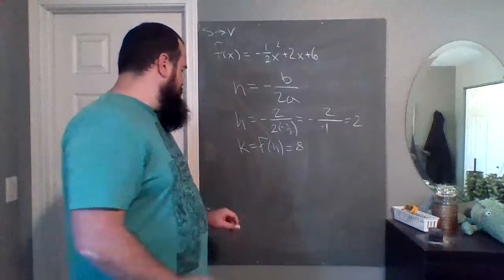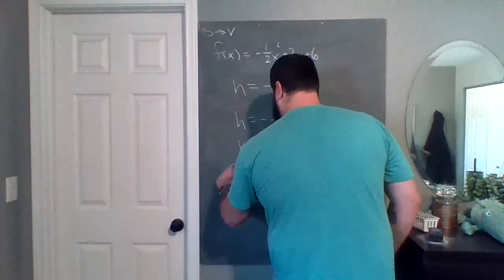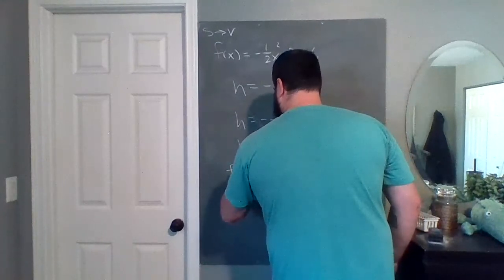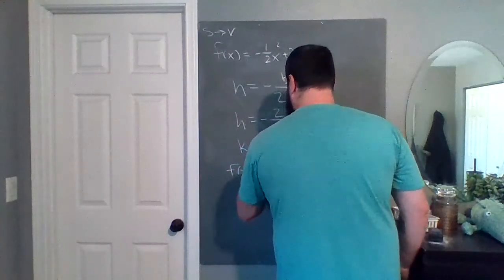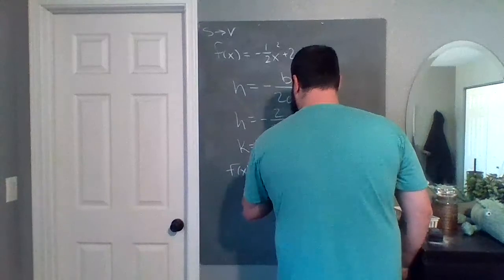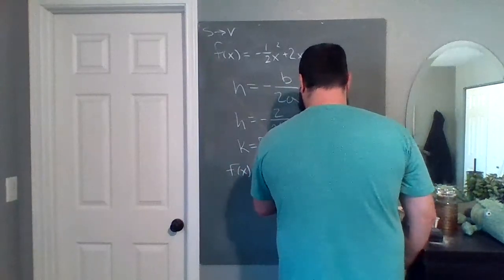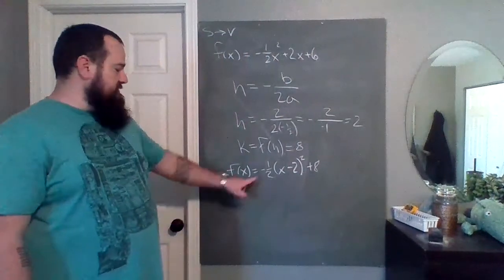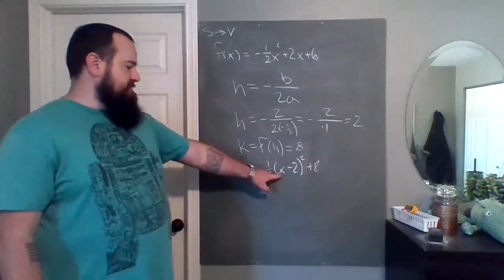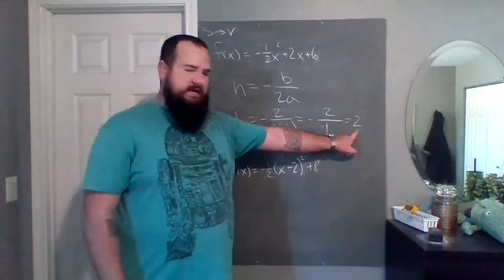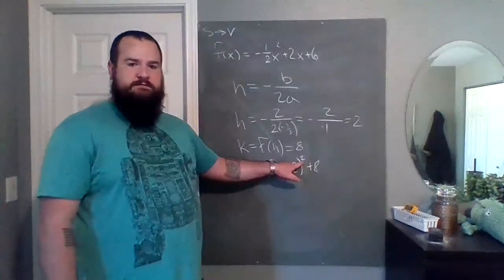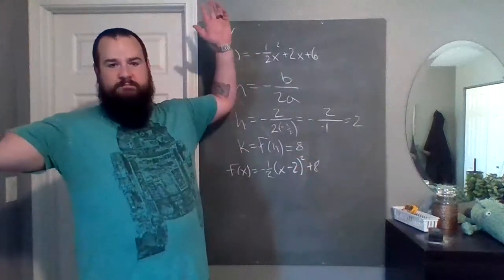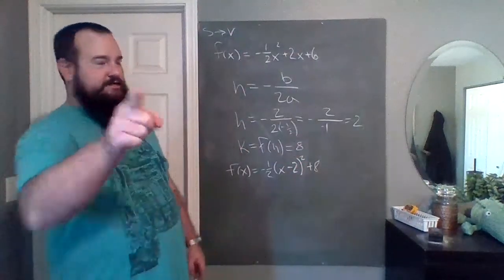So that means that this function in vertex form is a times (x minus h) squared plus k. Boom. Standard to vertex. Gotcha. All right.